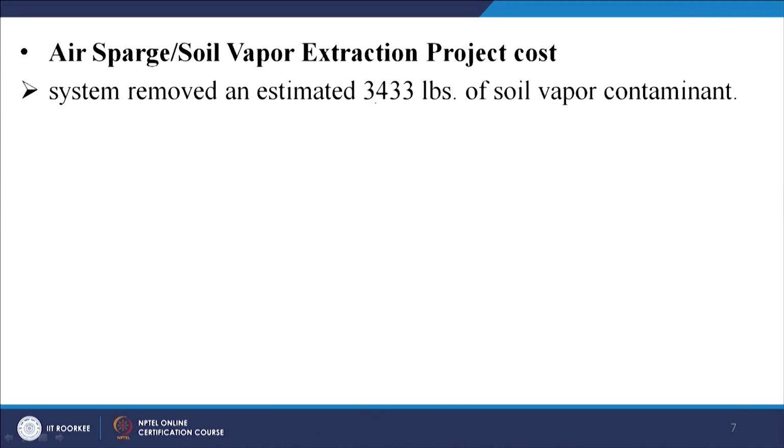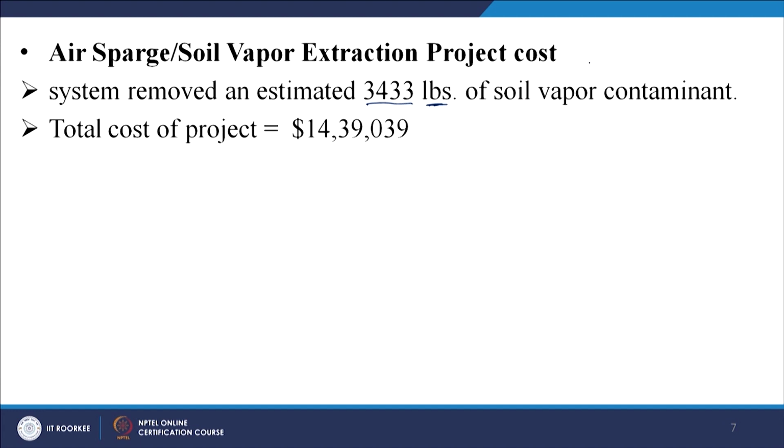So they removed almost 3,400 pounds, right, more than a ton, or 1.5 tons, I guess, or 1.25 tons of soil vapor contaminant. That is a considerable mass, and I believe they ran the system for 2.5 years, and again it was not continuous operation, so from time to time. So total project cost was around, I believe, 14 million, is it? No, it is 1 million, or 1,439,000 dollars, or 1.4 million dollars, right.